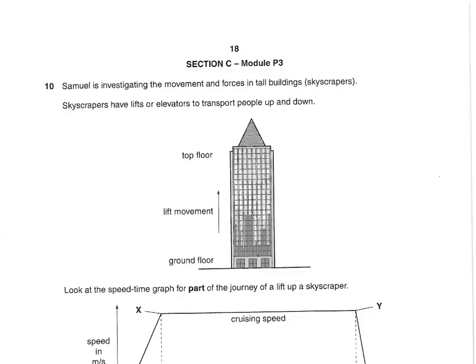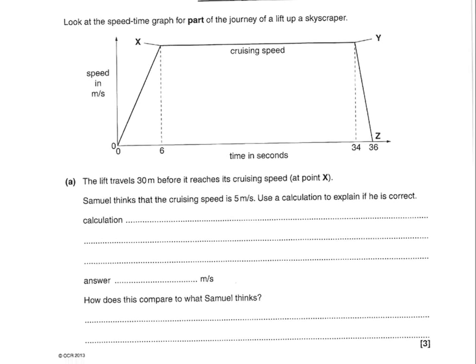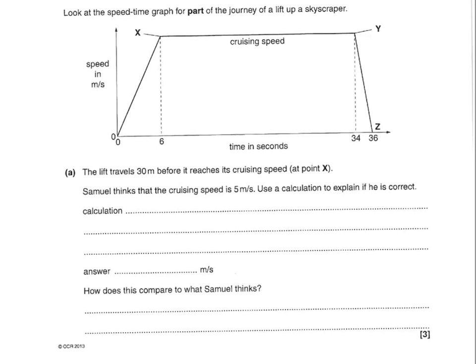So the last section then is the physics section, and the first question says, Samuel is investigating the movement and forces in tall buildings or skyscrapers. Skyscrapers have lifts or elevators to transport people up and down. It says, look at the speed time graph for part of the journey of a lift up a skyscraper. The lift travels 30 metres before it reaches its cruising speed at point X. Samuel thinks that the cruising speed is 5 metres per second. Use a calculation to explain if he is correct.